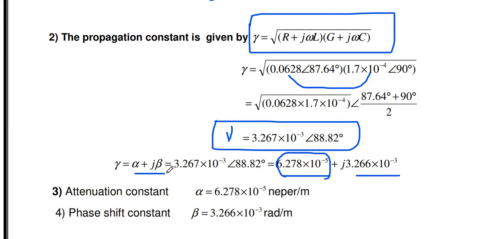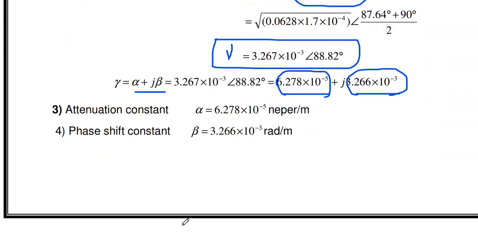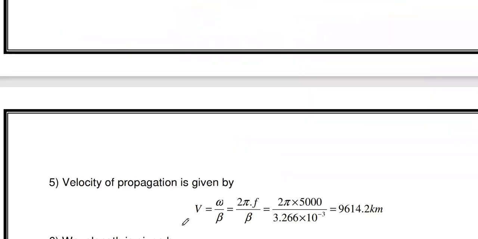If you are equating this and this, the real part of the propagation constant is the attenuation constant. And this imaginary part, j into beta, this part is said to be beta. So the phase shift constant is 3.266 into 10 to the power minus 3 radian per meter. The attenuation constant unit is Nepers per meter. The phase constant unit is radians per meter. So we calculated the remaining two quantities.